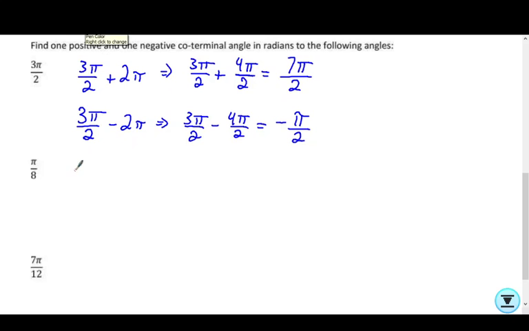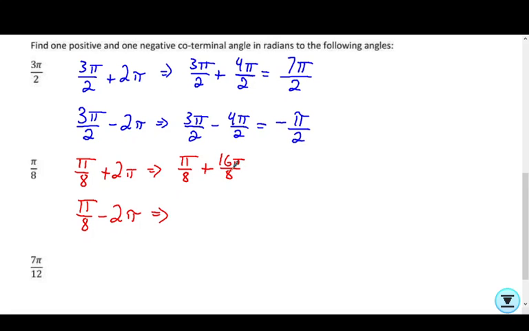Do the same thing with the next one. Again, we're just going to take pi over 8 and add 2 pi to it, and then take pi over 8 and subtract 2 pi, because 2 pi is one rotation. Again, we've got to change it to common denominators. So you get pi over 8 plus 16 pi over 8, because 16 divided by 8 is 2. And then pi over 8 minus 16 pi over 8. So you're only having to do common denominators once, and once you know it for one of them, you know it for both of them.